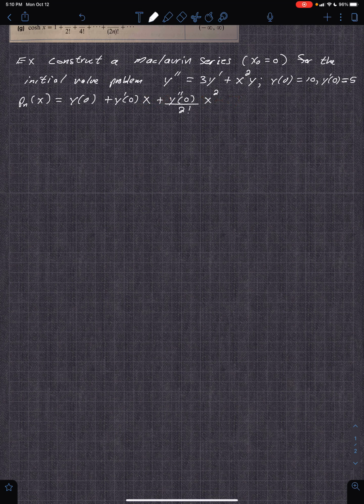But at 0, of course, it's just x. Plus y triple prime of 0 over 3 factorial x cubed, and then we can write our standard form: y nth derivative of 0 over n factorial x to the n.